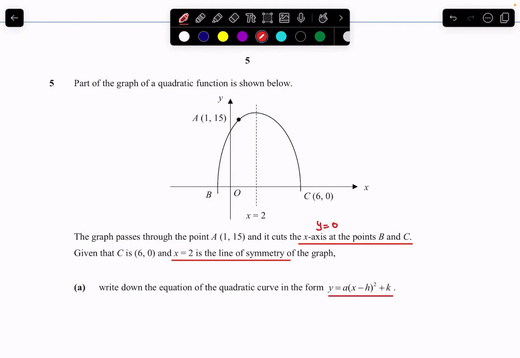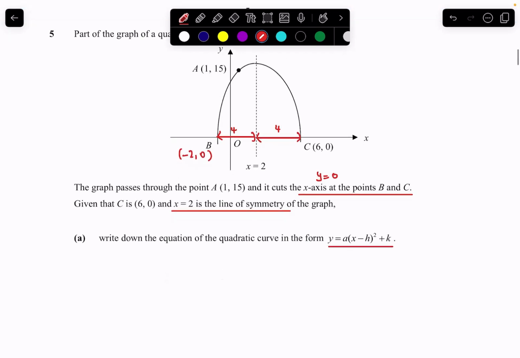Okay, now there can be multiple ways that we can do this question. I'm just going to do it one way. Over here, x equals 2 is the line of symmetry. So we can see that from x equals 2 to 6 is 4 units. Being the line of symmetry also means that it's the middle, so from the middle to point B must also be the same distance apart, which is 4 units. So B must be the coordinate (-2, 0).